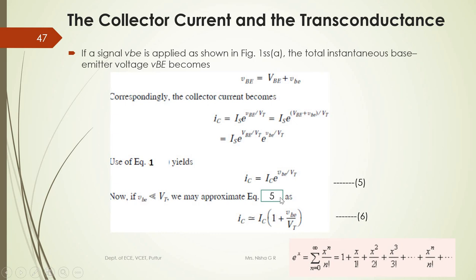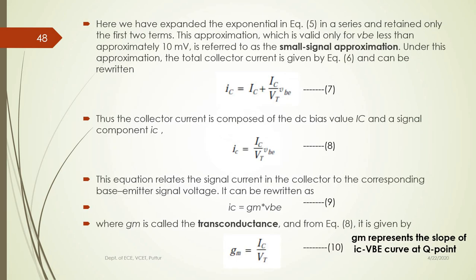Here we are going to consider only the first two terms, that is 1 plus x by 1 factorial. What is x here? x is nothing but vbe by VT. So 1 plus vbe by VT, that we have written here. So IC is not exactly equal because we have many infinite terms here. It is approximately equal to IC into 1 plus vbe by VT. So this is the instantaneous collector current.